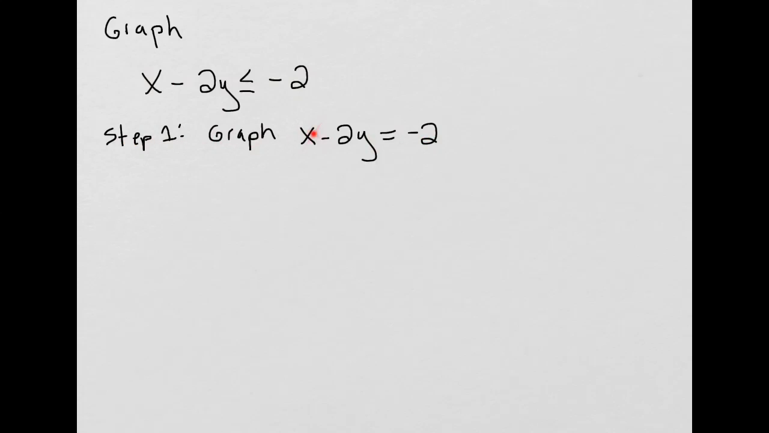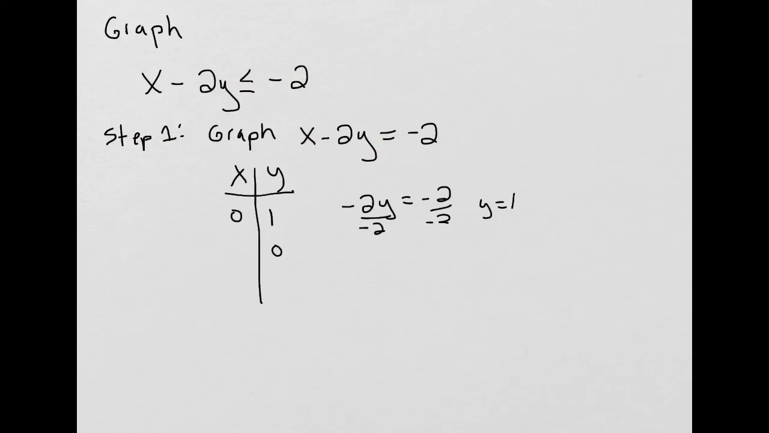Okay, so I've just written out our first step. We want to graph x minus 2y equals negative 2. There's lots of ways we can do this. I'm just going to make an xy table and use intercepts. If I plug 0 in for x, that leaves me with negative 2y equals negative 2. Divide both sides by negative 2, and that gives me y equals 1. If I plug 0 in for y, then the equation becomes x equals negative 2.